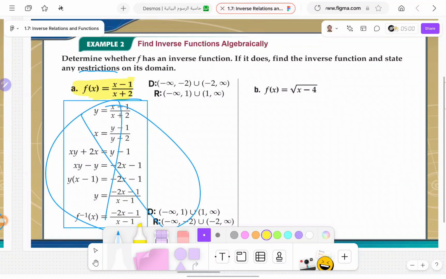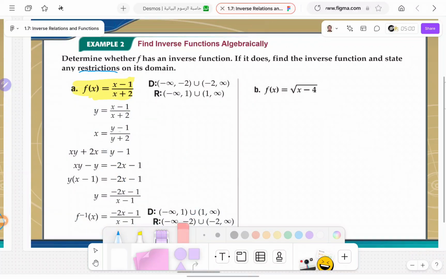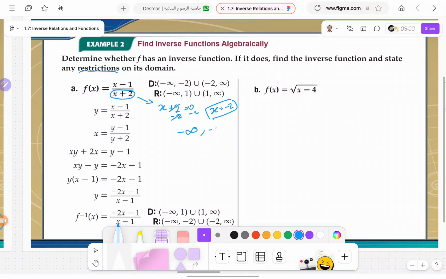As you can see, this is a rational function. A rational function is defined from -infinity to +infinity, for all real numbers except any number that makes my denominator equal to 0. So you have to set the denominator equal to 0. Now x plus 2 equals 0, so subtracting 2, x is equal to -2. So now my domain will be from -infinity to -2 union from -2 to +infinity. So this will be the domain of the function.